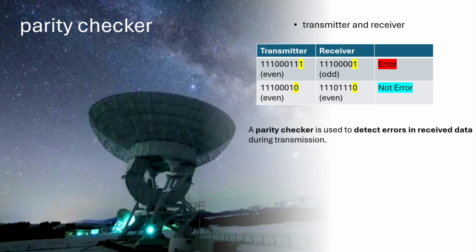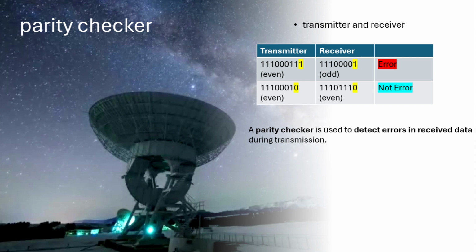Now we have reached the most important part of this entire lesson. So far we have been talking about the sender side, the person or computer sending the data. But what about the receiver? How does the receiver know if the data got corrupted? That is where the parity checker comes in. A parity checker is a circuit on the receiver side. Its only job is to check if the received data follows the parity rule.